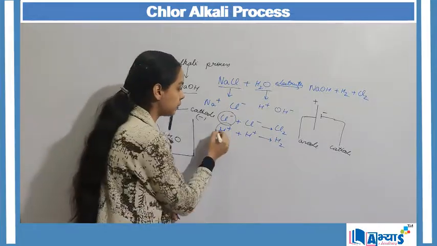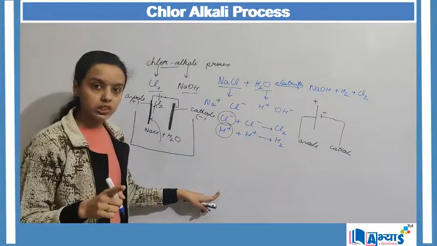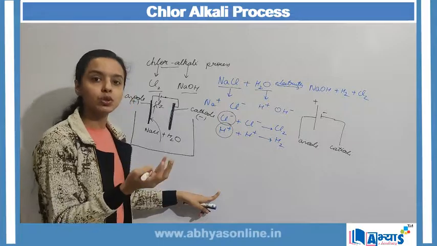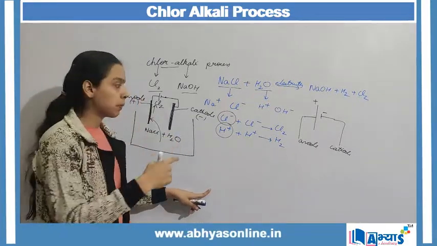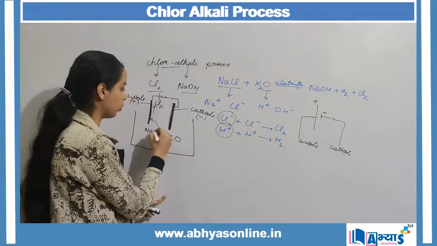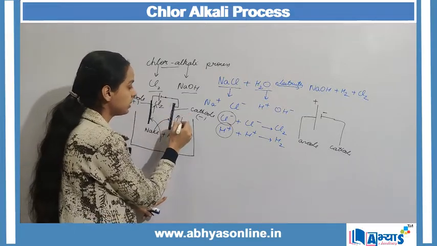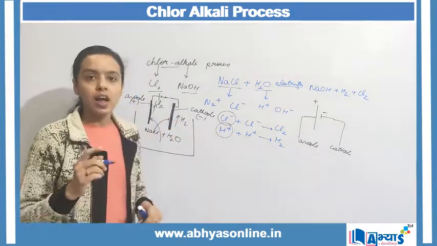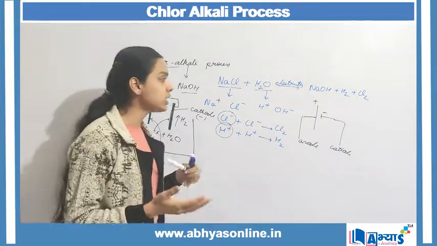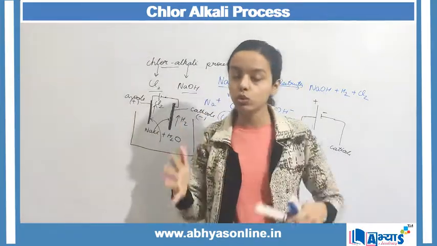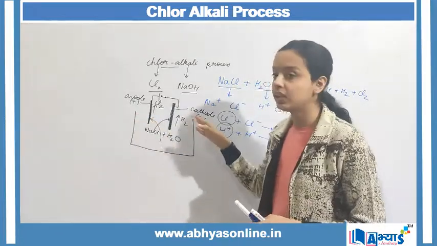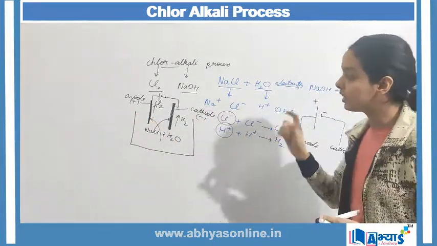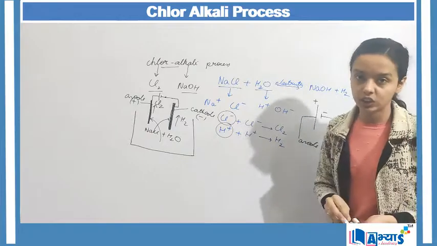Similarly, if we have H positive, because it has a positive sign, it will be attracted towards the negative electrode. That means all the H positive will be deposited at the cathode. So here there will be liberation of hydrogen gas. This is how we can clearly see how the two gases are separated, one at the anode and the other at the cathode. You can always write these two names in the chemical equation as well.